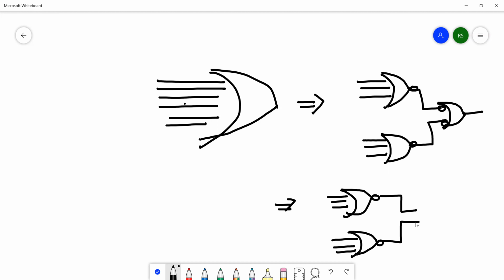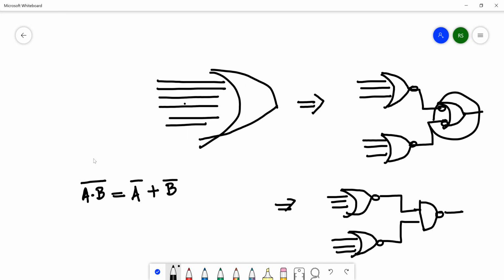And this output gate, we can replace it with a NAND gate. How can we do that? We can do that because what is happening here is I'm getting inverted inputs. The inputs to the gate are A bar and B bar, and this is the OR gate. So A bar plus B bar is the output, right? We also know from De Morgan's law that AB the whole bar equals A bar plus B bar. So this is a NAND gate, and this is an OR gate with inverted inputs. Basically both are equivalent. That is how we can replace this with this.